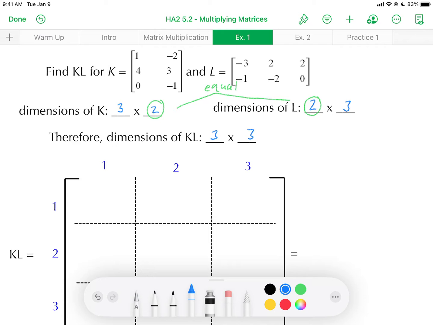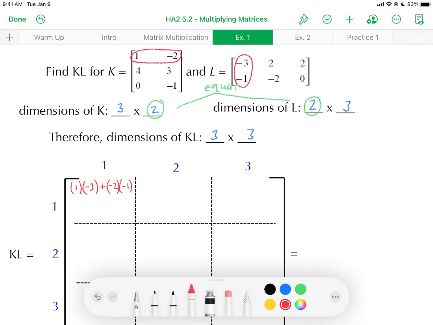All right, now, positioning of the element that you're trying to find is extremely important here. All right? So let's focus on the first row, first column element. Notice how I'm saying that. First row, first column element. So that's this one right here. Okay? To find it, I'm simply going to use first row elements of K and first column elements from L. And here's the calculations. I take 1, I multiply it by -3. I add that with -2 multiplied by -1.